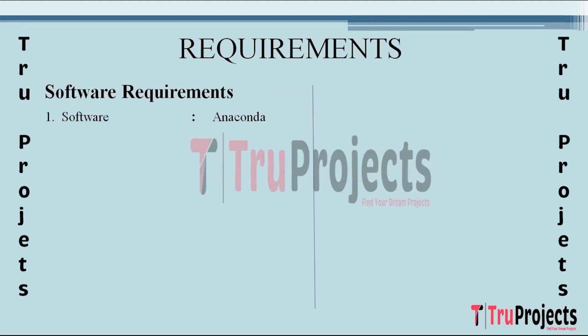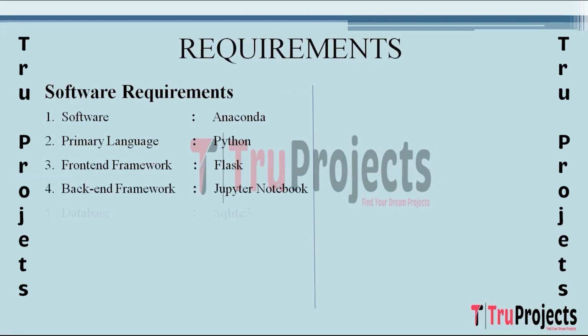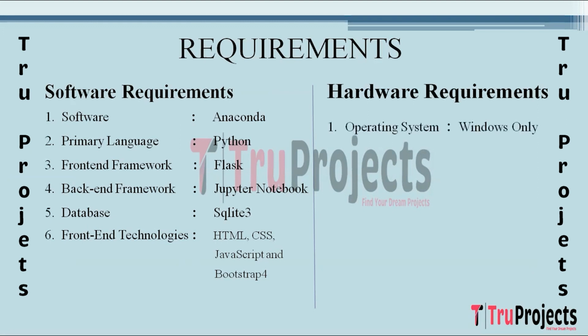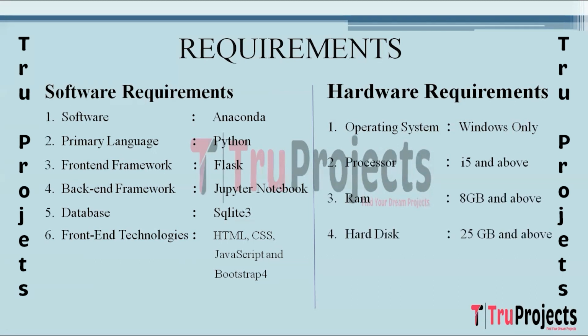Software needed is Anaconda. Primary language used is Python. Front-end framework used is Flask. Backend framework used is Jupyter Notebook. Database used is SQLite 3. And front-end technologies used are HTML, CSS, JavaScript, and Bootstrap 4. Hardware requirements needed are: operating system of Windows, processor of i5 and above, RAM of 8 GB and above, and hard disk of 25 GB and above.